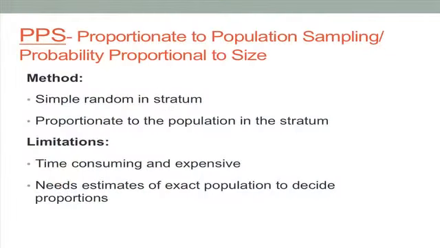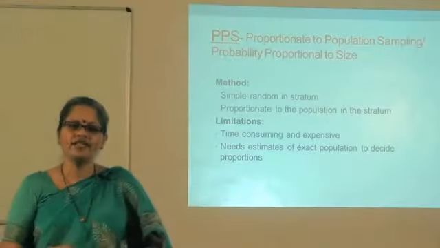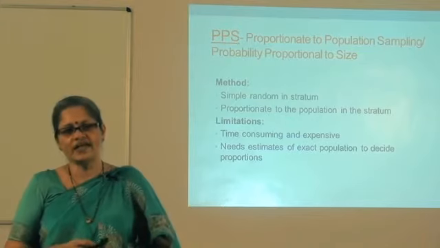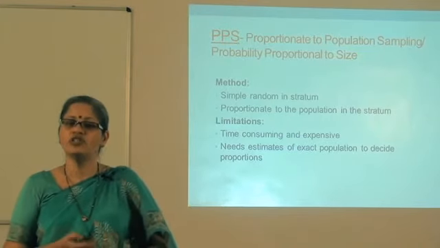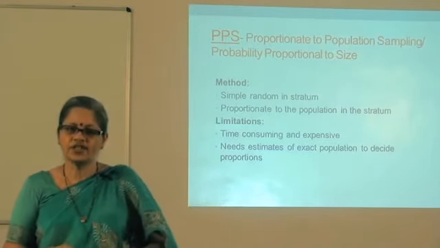So what is done? Simple random in strata, proportionate to the population as I have explained to you. But again it has some limitations: time consuming and expensive. It needs an estimate of the exact population to decide, because if I have to accurately know how much should be taken in my sample, I should know the total population accurately.